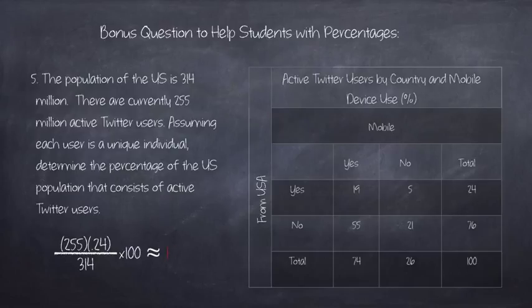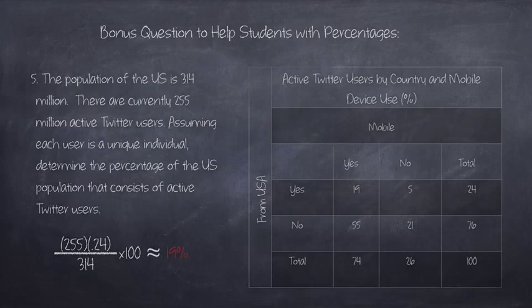We're going to multiply that by 100 to get a percent, and we get about 19% of the US is using Twitter right now. This makes a couple assumptions, one of which is that they're all unique people in the US, where we know that sometimes there's organizations or people have multiple Twitter accounts. So that's something you might want to talk to your students about later.